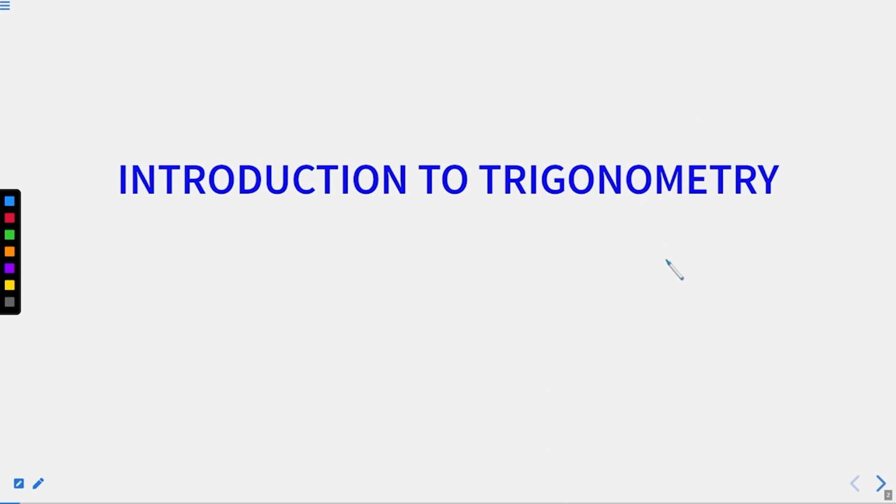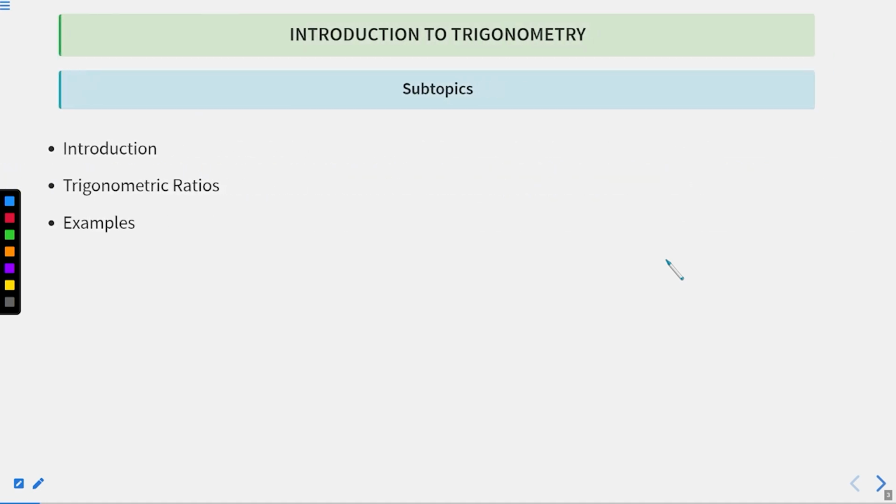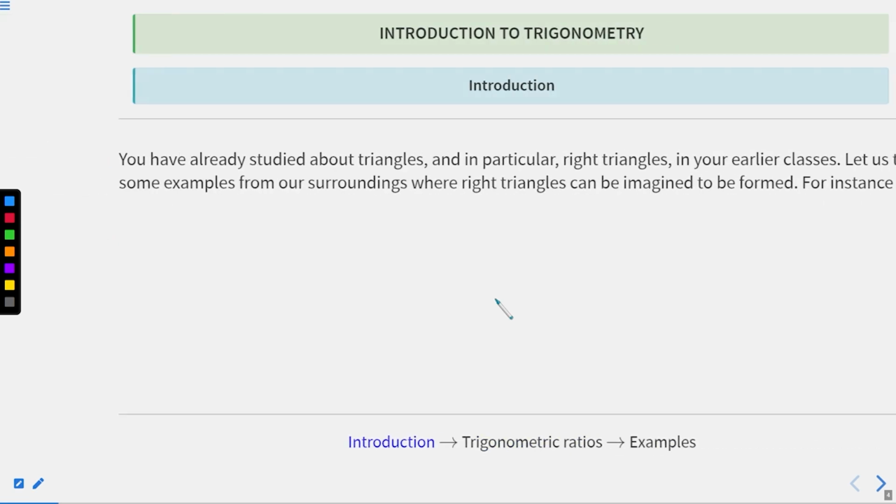So in this lecture we will discuss introduction of trigonometry. Here we'll discuss the introduction first, then we'll discuss trigonometric ratios, and then we'll see some examples related to this. So let's get started.